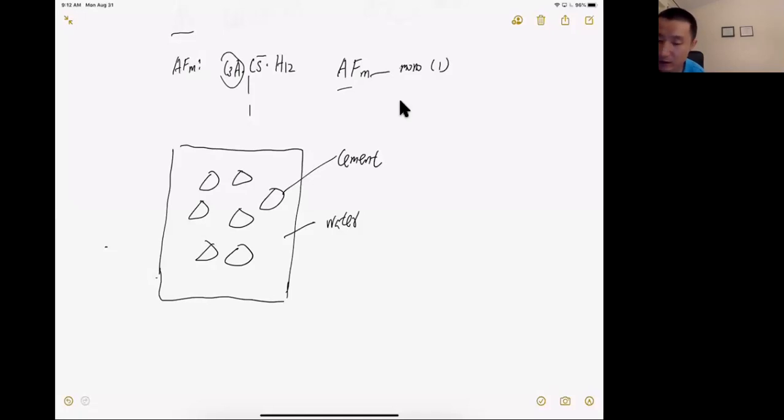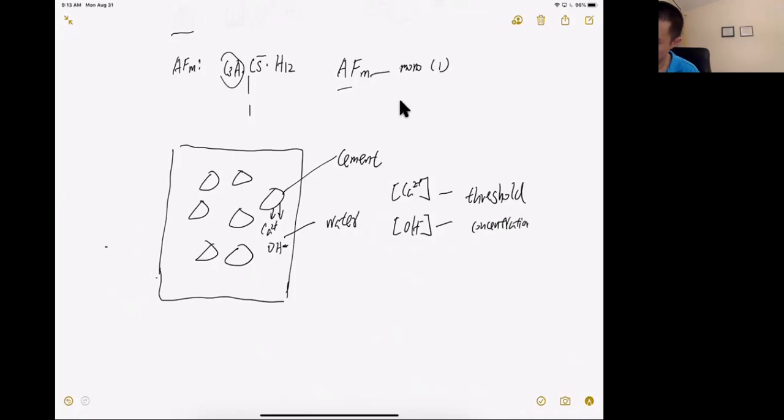water will dissolve ions into the solution. The major ions are calcium ions and hydroxide ions. Okay, but the hydration product will not be produced until a certain concentration of these ions is achieved. This is the concentration of calcium and hydroxide ions, the so-called threshold concentration. So no hydration product or very little hydration product will be produced until this threshold concentration is achieved.